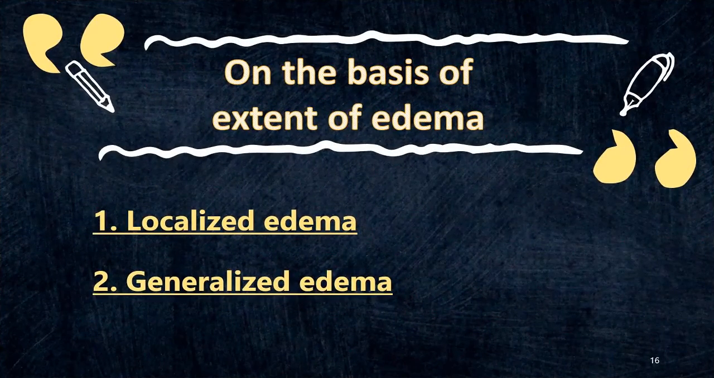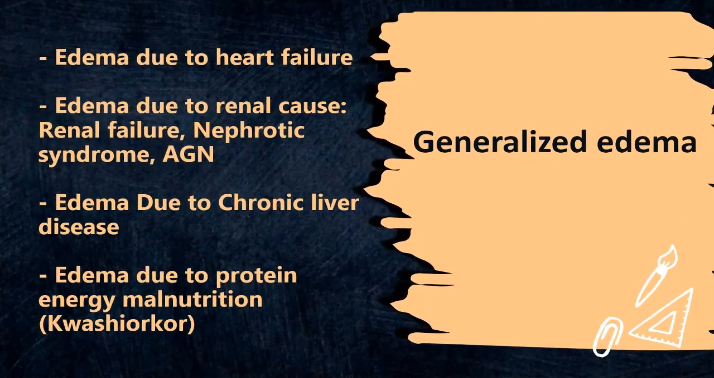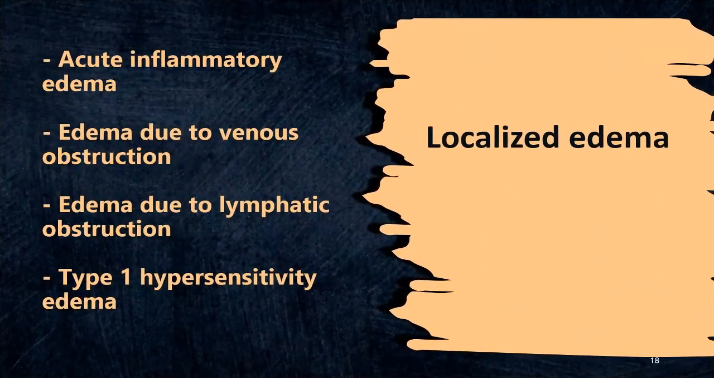Actually, there are some other classifications like on the basis of extent of edema. One is localized edema and two generalized edema. And we can just see some example of generalized edema. Edema due to heart failure, edema due to renal cause like renal failure, nephrotic syndrome, acute glomerulonephritis, then edema due to chronic liver disease, edema due to protein energy malnutrition. Just try to remember some of it. Or kwashiorkor. Okay. Then localized edema causes acute inflammatory edema, edema due to venous obstruction, edema due to lymphatic obstruction, and type 1 hypersensitivity edema.